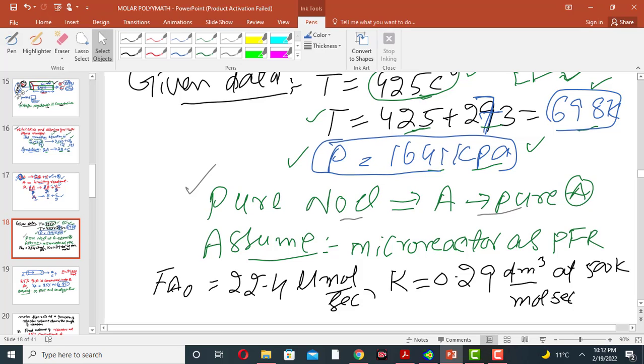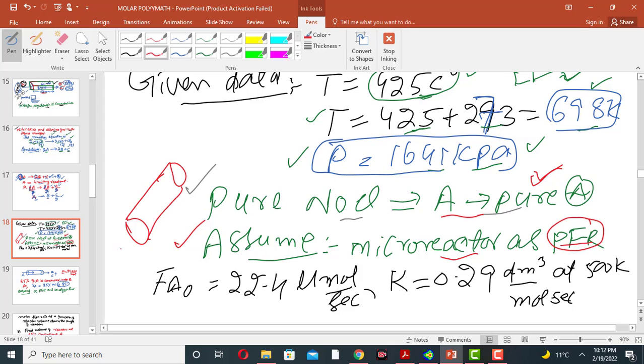Now we assume the A which is entering is pure, which is our reactant, and we assume that the microreactor acts as a PFR, plug flow reactor like this one. We assume that our microreactor is like a plug flow reactor.